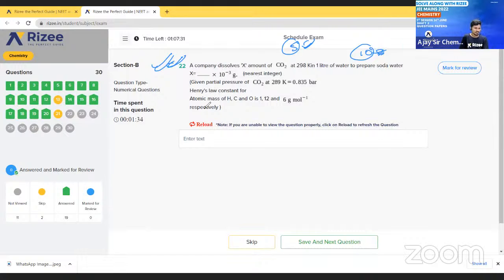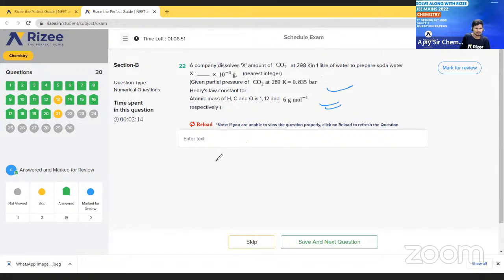So this question, see here, is on mole fraction. A compound dissolves in X amount of CO2 at 298 K in 1 liter of water to prepare soda water. X we have to give in terms of 10 to the power of 3 grams, and we have to find the nearest integer. All values are given here.